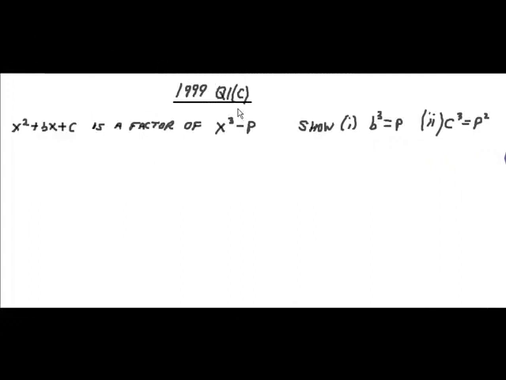1999, question 1c. We're asked to show that if x squared plus bx plus c is a factor of this here, well then we get these two results: b cubed is p and c cubed is p squared. Now there's a shortcut to this question.